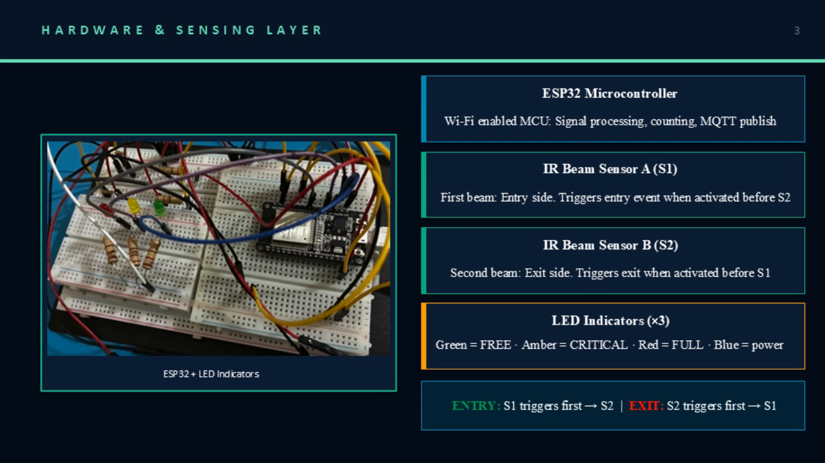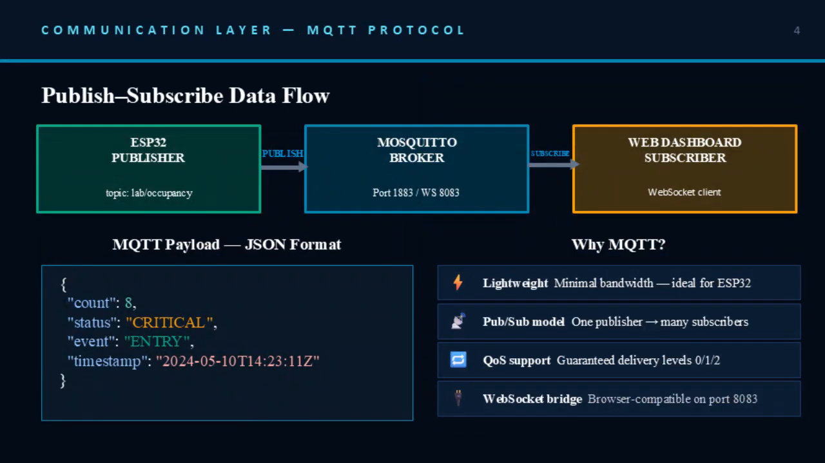The logic at the bottom of the slide summarizes it clearly. S1 triggers first, then S2: entry. S2 triggers first, then S1: exit. Now the communication layer. The data flow is simple. The ESP32 publishes to the Mosquitto broker and the web dashboard subscribes to receive updates instantly.